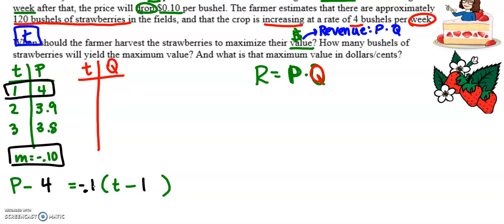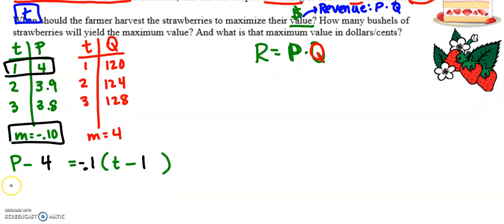All right, so let's do the same thing with the quantity of strawberries. In week 1, we had 120 bushels of strawberries. In week 2, we now have 124 bushels of strawberries. In week 3, we have 128. So what we end up with here is a slope that's equal to a positive 4. So I can write an equation for this linear relationship that's based on time. That was my goal. So in week 1, we had 120 bushels of strawberries, and we have a slope that's equal to 4. So now I have price and I have quantity.